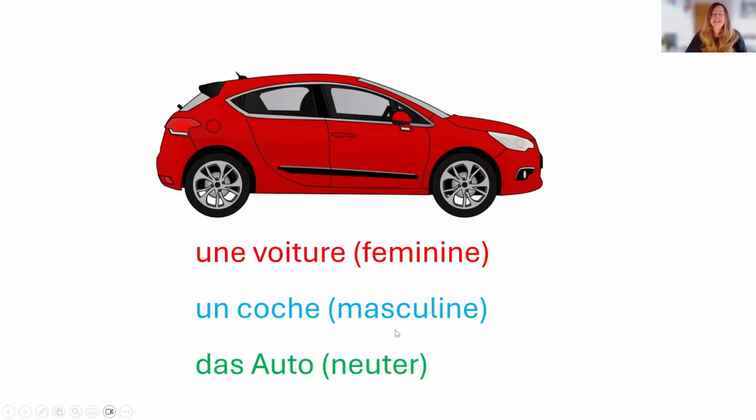The word for car is another example. So in French, a car is feminine. In Spanish, it's masculine. In German, it's neuter. There is nothing feminine or masculine about a car. It is purely the grammatical gender that is used.